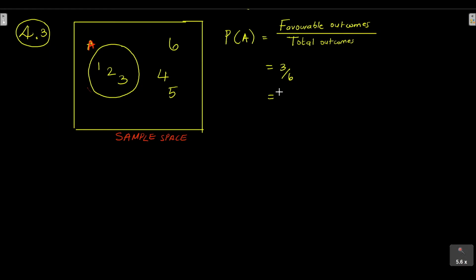And if you had to simplify that, it will just be 1 over 2. Okay, so now let us tap into the complementary rule. What is the probability of not getting numbers in A?